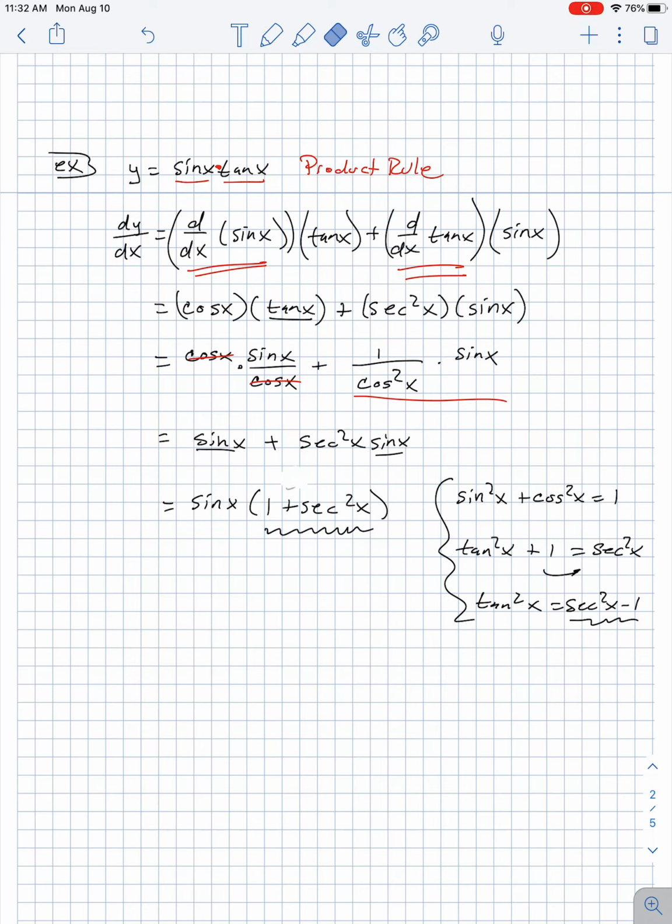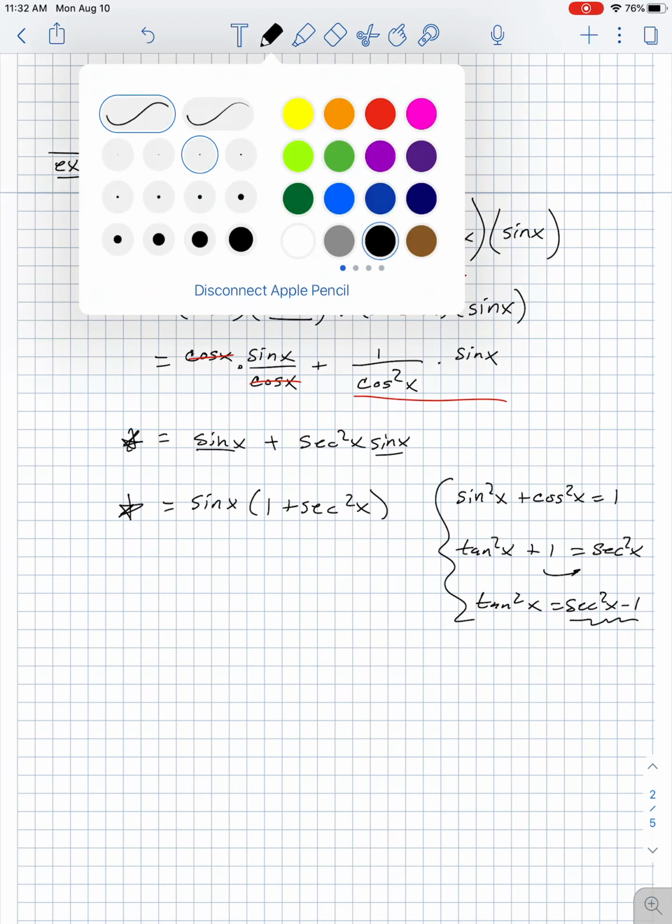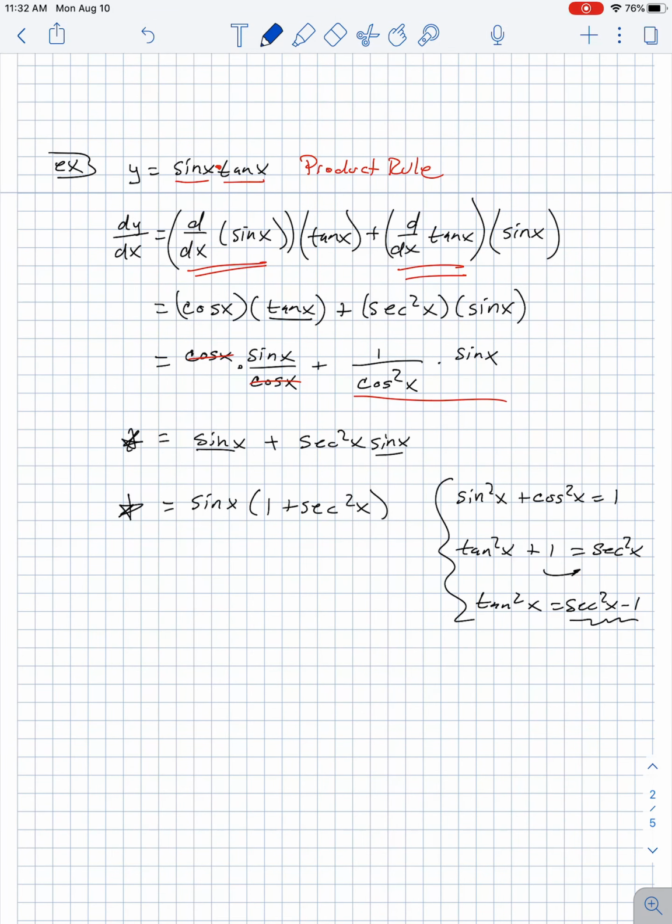So this is probably it. Right here is my answer. You could end here or here. All right, so that's one example. If you want to pause the video and try one, you would do example 3.39 in your book. That would be a good idea to try that, and then we'll go on to the next example.